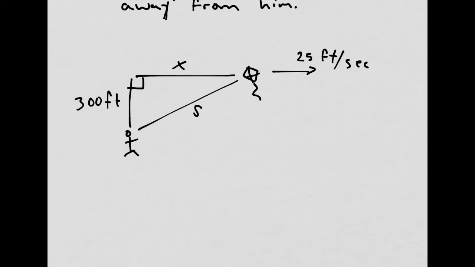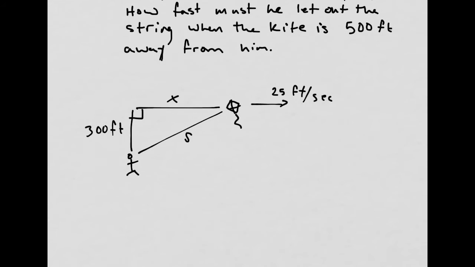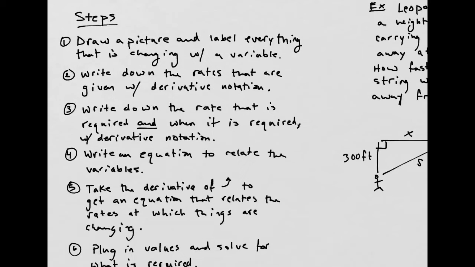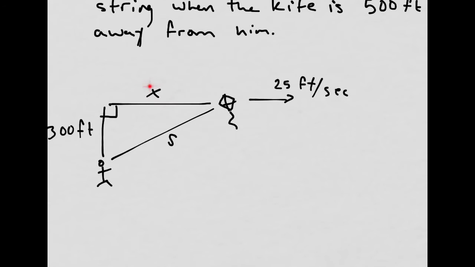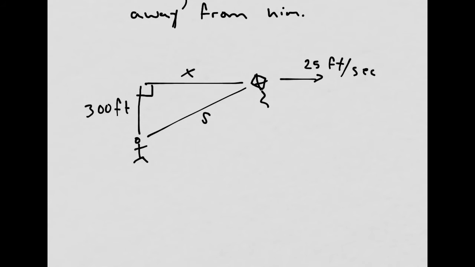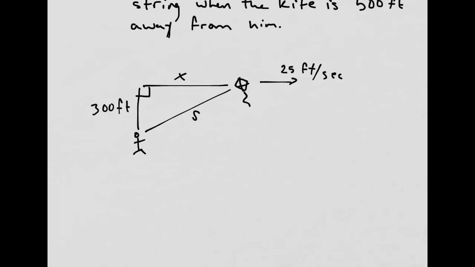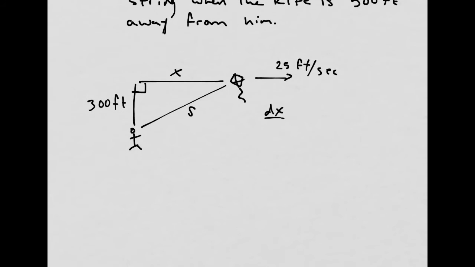But I'm just going to say that, well, it might have said horizontally away then. But the actual distance is the straight distance, which in my interpretation is going to be the length of the string. So we drew a picture with variables for the things that are changing. And then we need to write down the rates that are given. So it's important here to write down that x, because then we know that dx/dt, we're writing down our rate, is 25 feet per second.